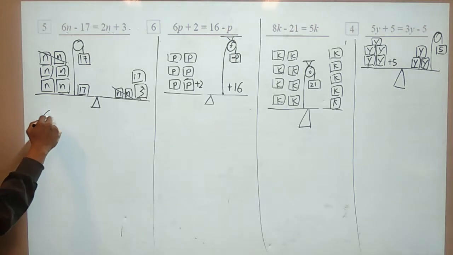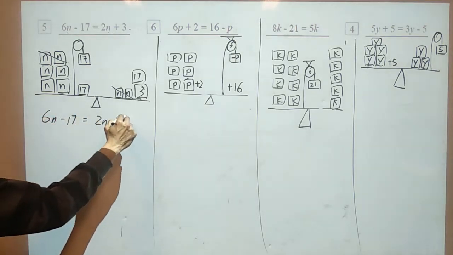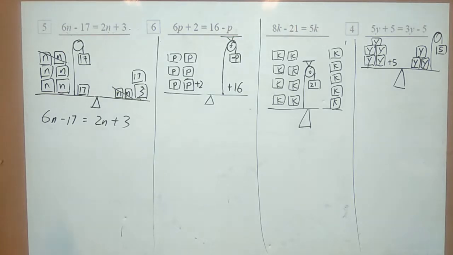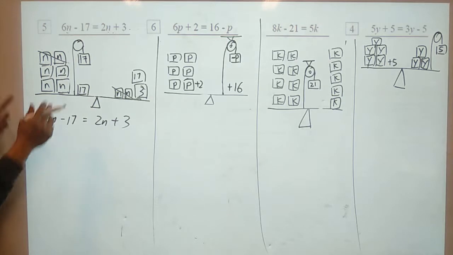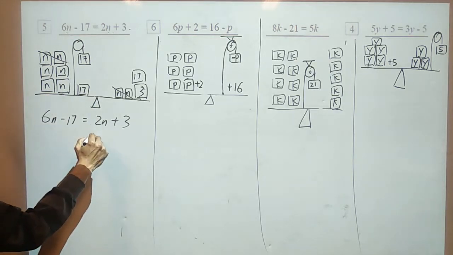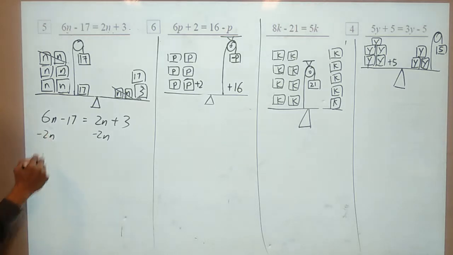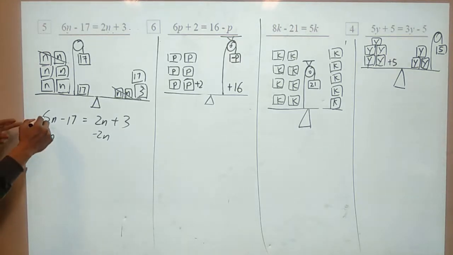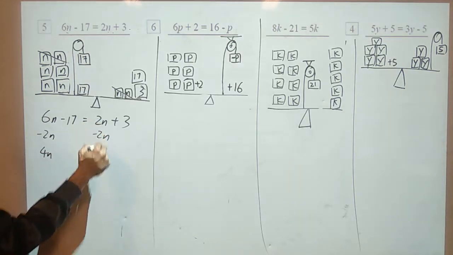Let's take a look. So 6n minus 17 equals 2n plus 3. All right. So the effect of taking away 2 n's from both sides of the scale is to take away 2n. I take away 2n here. I take away 2n on this side. That leaves me with 4n on this side and no n's on this side.